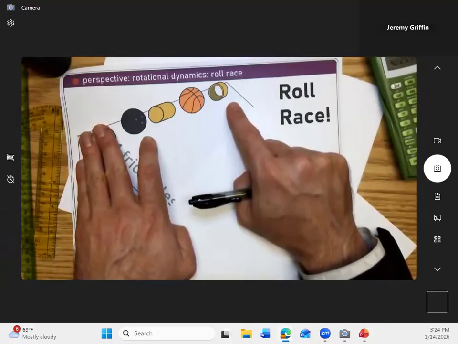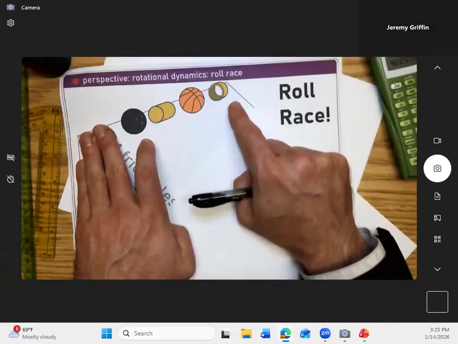Right. So which one's which? I'm going to say show of hands. Which one do you guys think wins the race? It's either going to be the bowling ball or the ring. Who's going to win the race? Say it gets down fastest. Let's say proportionally more of its energy goes into linear rather than rotation. Okay. All right. You guys ready for this?